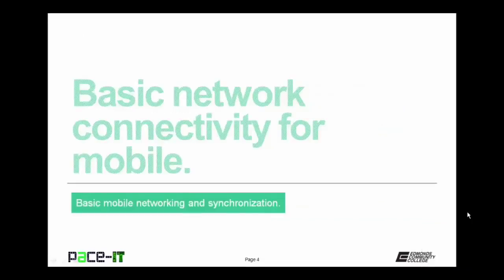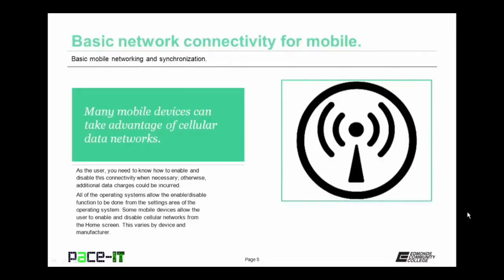So we begin by talking about basic network connectivity for the mobile device. Now, many mobile devices can take advantage of cellular data networks, whether that be 3G, 4G, or LTE. As the user, you need to know how to enable or disable this connectivity for when it's necessary, as in when you're traveling by plane.